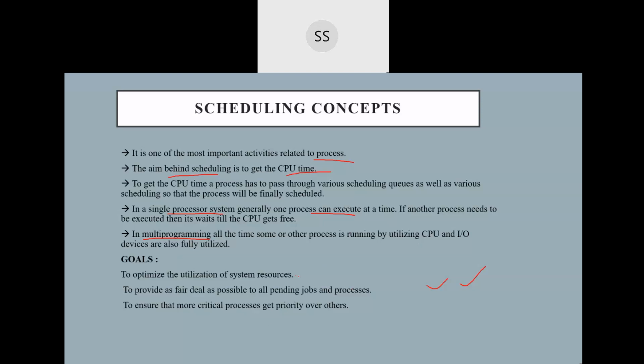Whatever pending tasks or pending jobs there are, we can deal with them, and we can also process critical tasks based on priority. So once again, by using scheduling we can utilize the resources, deal with pending tasks, and handle critical tasks by giving them priority. Based on that, we go for scheduling.